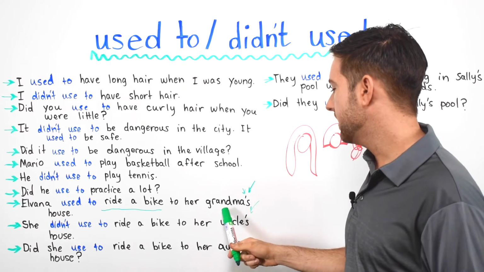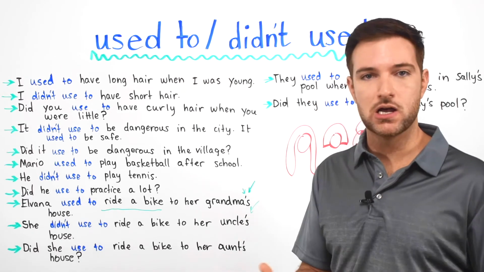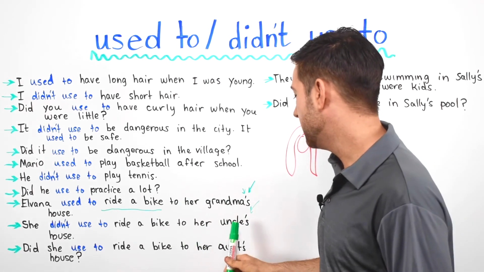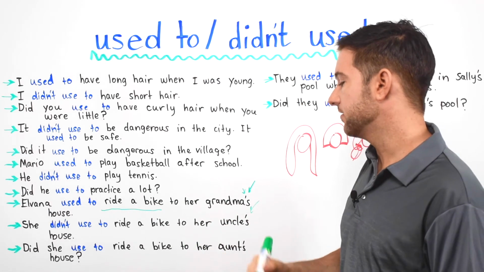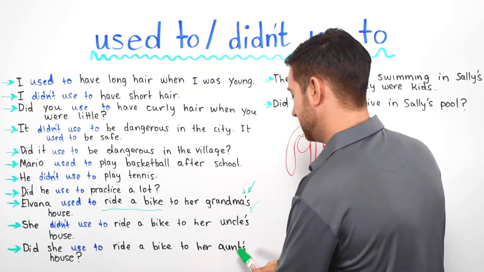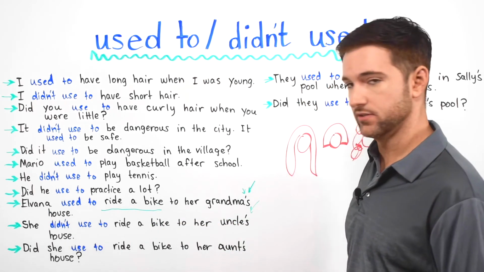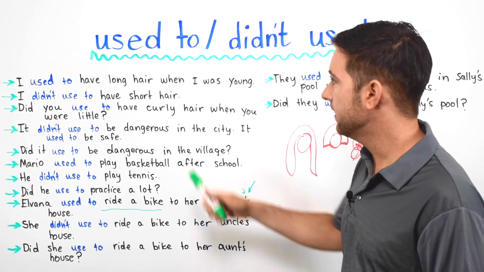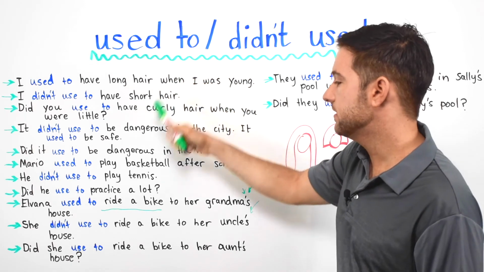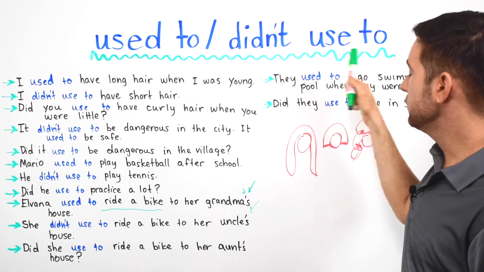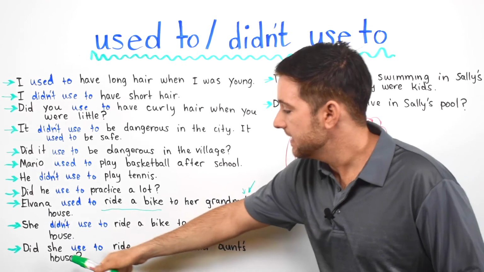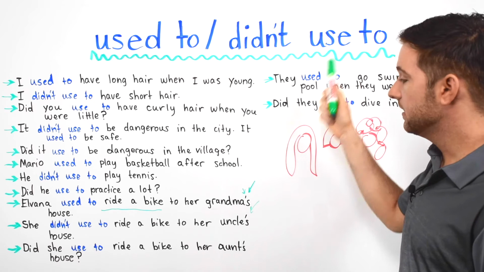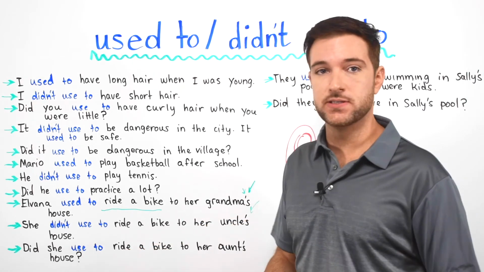Now, grandma is your mom's mother, or Elvana's mother's mother. Uncle is Elvana's mother's brother. And aunt is Elvana's mother's sister. Okay, so we have grandma, uncle, and aunt. And notice how we have used to in the positive sense, and didn't used to in the negative sense, and did she used to, without the D, when we ask questions in English.